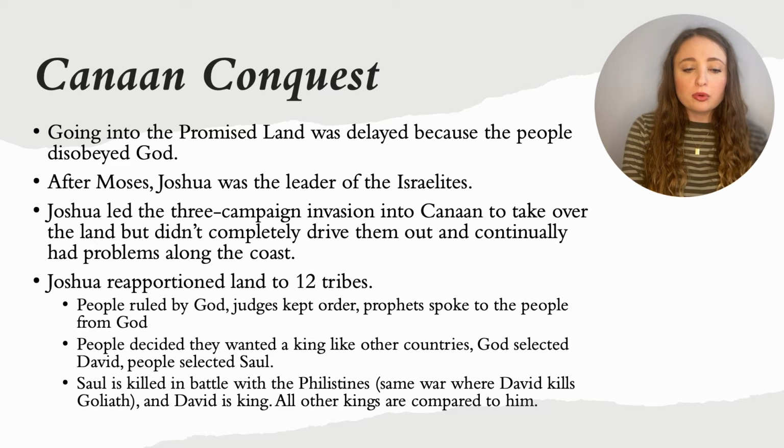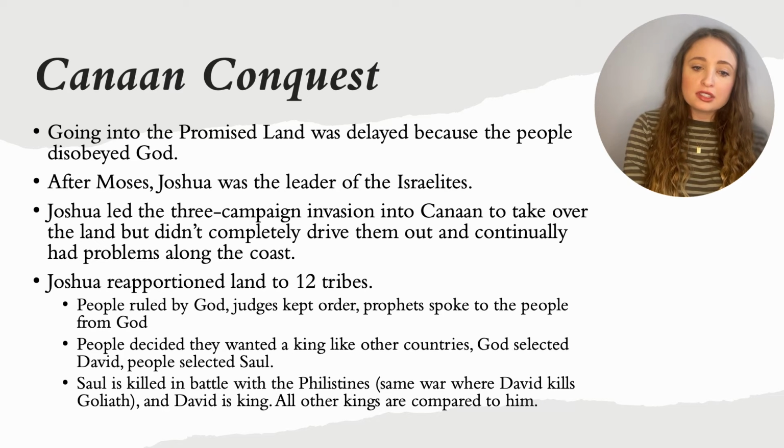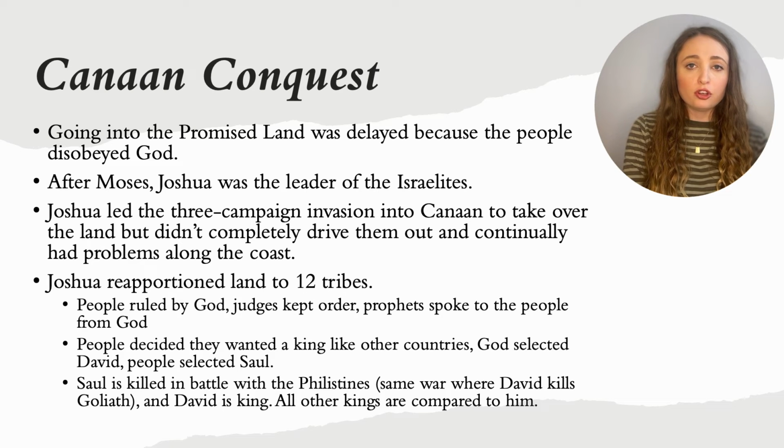So then Joshua reapportioned the land into 12 tribes. And so now they are a nation. God has fulfilled his promises to Abraham. And the people were to be ruled by God. They were supposed to live by the law, and they were supposed to be God's people and be governed by God ultimately. And so God had prophets that he spoke through to the people. But then the people decided that they wanted to have their own human king, just like all of the nations that surrounded them. And so God chose David, but the people ended up choosing Saul.